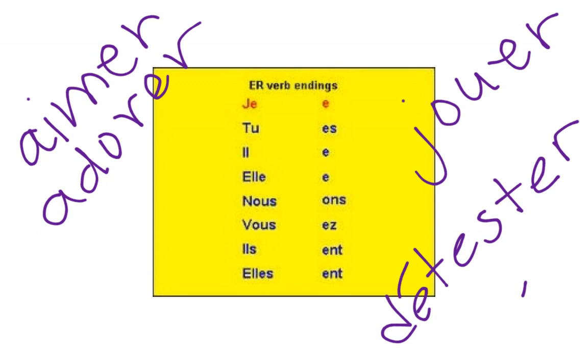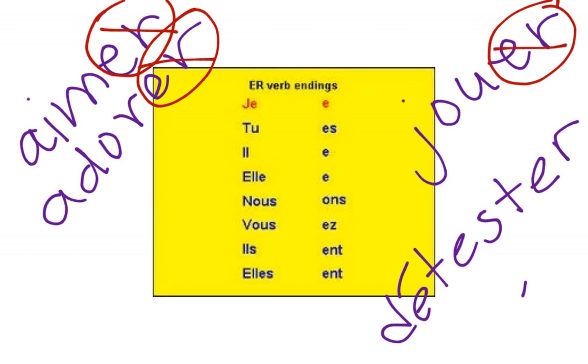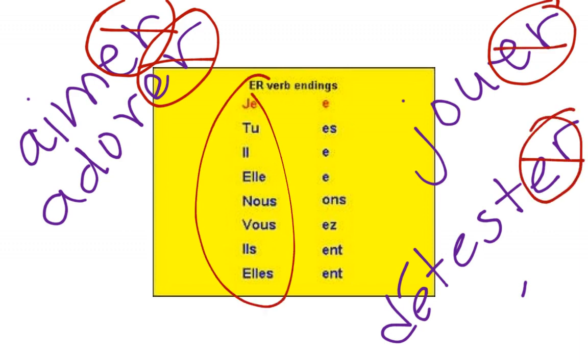And so what you would do is take off the ER on the infinitive, and then when you conjugate it, you take whatever subject you're going to use and you add the appropriate ending for that, which are E, ES, E, ONS, EZ, and ENT.